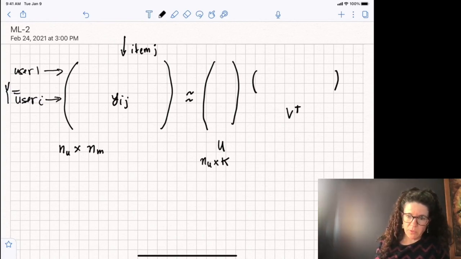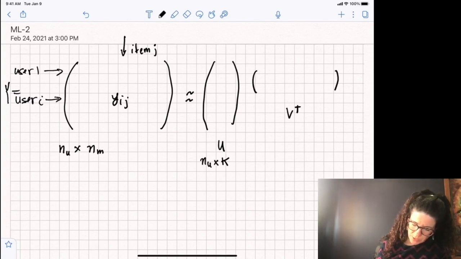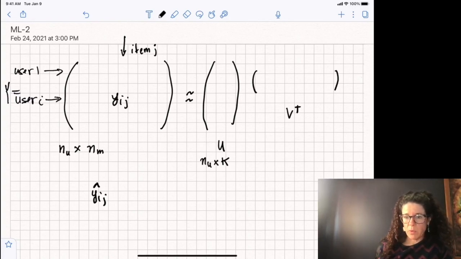But since most of this matrix is empty, we are trying to approximate something that is almost empty by this multiplication of two matrices, in which we are assuming a much simpler structure. Okay, so the goal of this matrix factorization problem is predicting Yij hat, which is the prediction that our model gives to the rating that user I is going to give to item J.